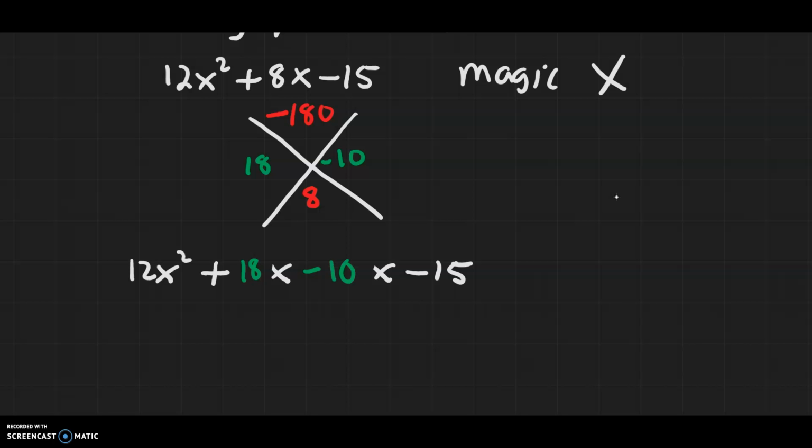And when you think about it, we did have an 8x here, and now that 8x has been split into 2, it's now an 18x minus 10x. 18 minus 10 is 8. So really it's still the same expression. It's just been regrouped into 4 parts. And the method that we do next is called factor by grouping. That's the official name for it.